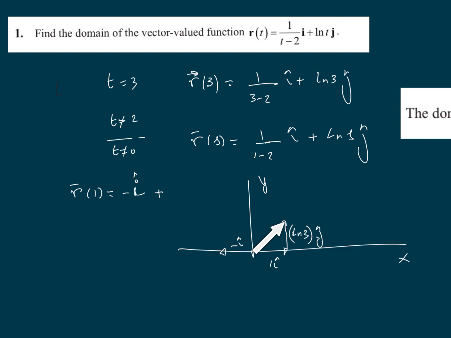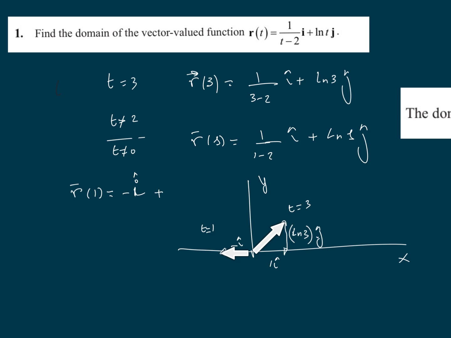So it means that we have a start at t equal 1 with this vector. And after the time passes, at t equal 3, the vector is here. What happened at t equal 2? The vector is not defined. What happened at t equal 0? The vector is not defined.